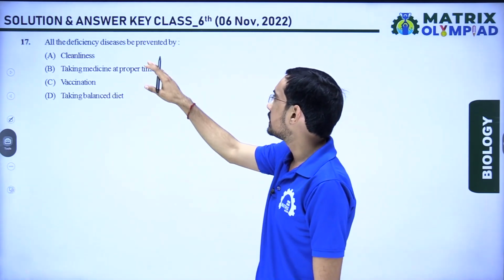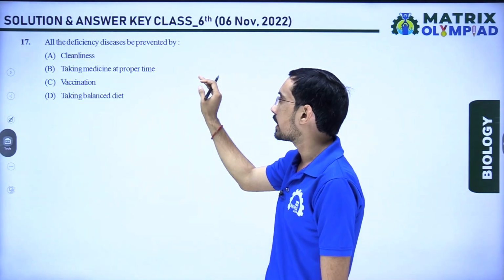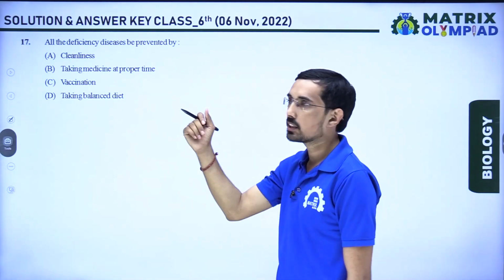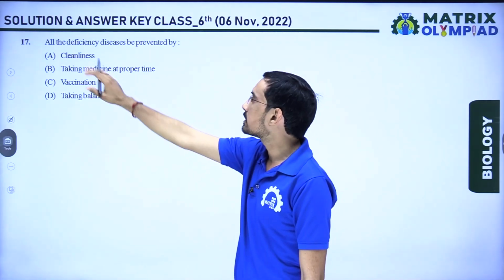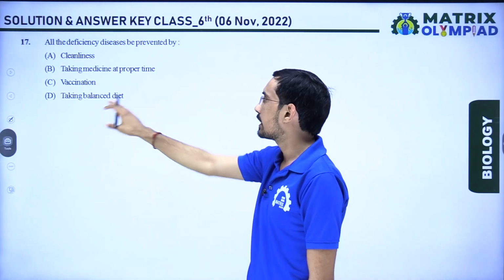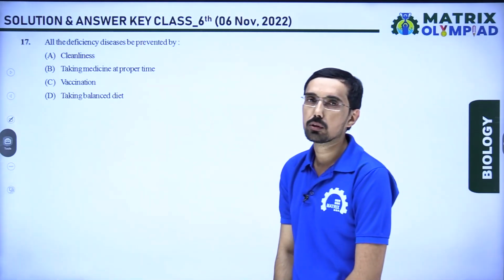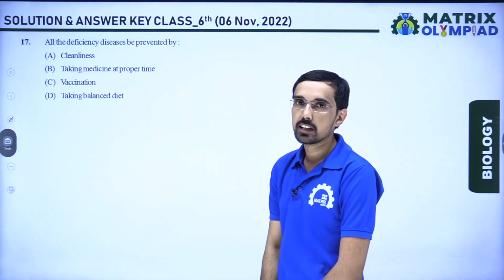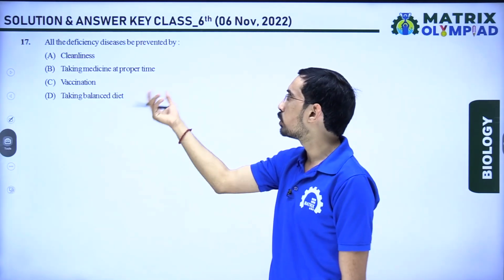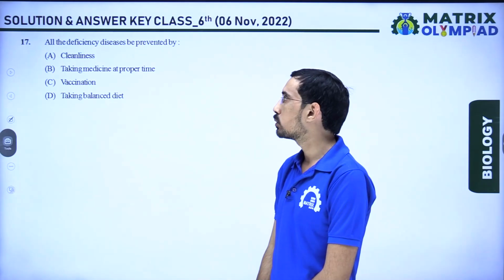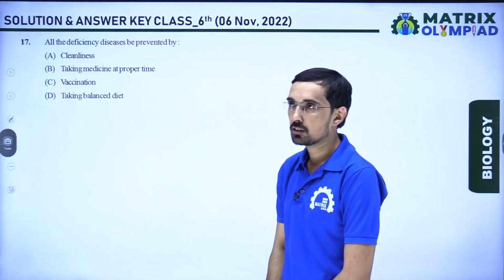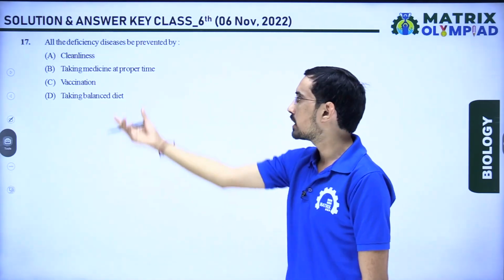All the deficiency diseases can be prevented by. How can deficiency diseases be prevented? We have to give the answer according to this: cleanliness, taking medicines at proper time, vaccination and taking a balanced diet. As we all know, a balanced diet is a diet which provides all components of food. So it will be the most efficient answer according to the given options for deficiency diseases. So our correct answer will be option D.